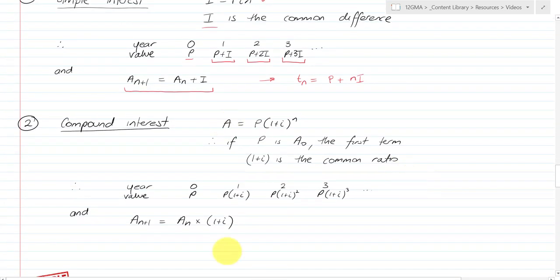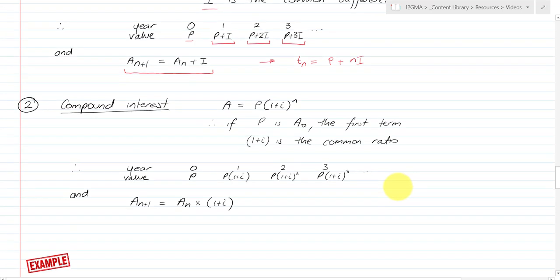Compound interest, on the other hand, is that A is equal to P times (1 plus I) to the power of n. So if P is equal to A naught, the first term, then 1 plus I is the common ratio. After 0 years, we have P dollars. After 1 year, we have P times that common ratio. That's our original amount, the 1, which is 100%, plus the interest. And then we get the original amount plus the interest squared, because we've applied interest twice. And then we've applied interest 3 times.